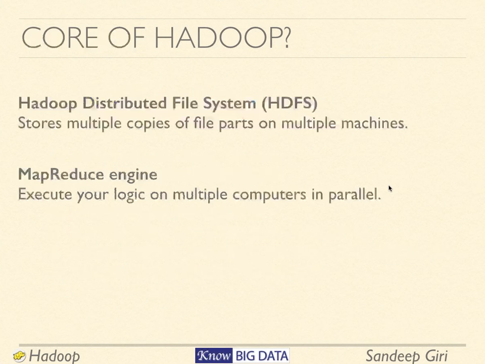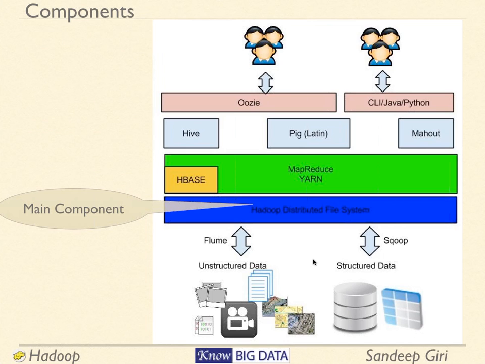Okay. So the core of Hadoop lies in two things. First one is HDFS, Hadoop Distributed File System. It stores multiple copies of file parts on multiple machines. This is the single small definition I could come up with. And the MapReduce engine executes your logic on multiple machines in parallel. All right, we'll go into the details very quickly.